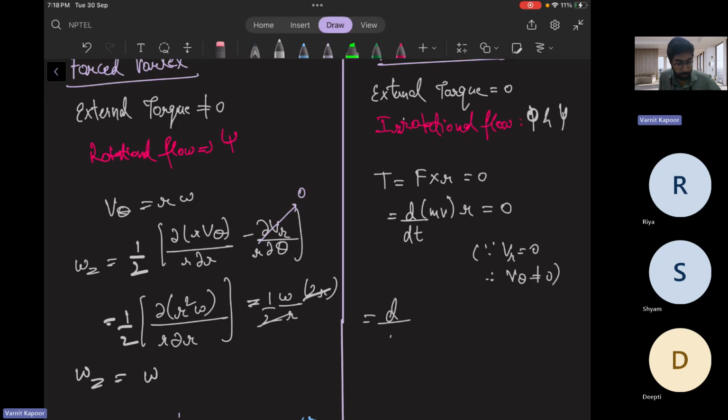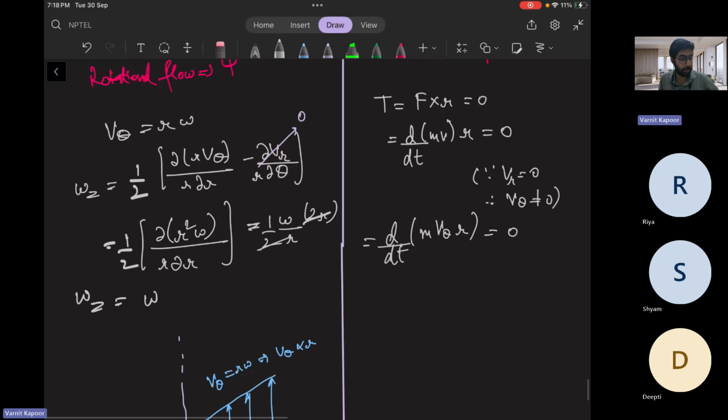So this is d by dt of (m V theta r) equal to 0. If I take this inside, m V theta r is the torque. If a derivative is 0, that means the value is constant. So m V theta r is equal to a constant. Since m is also constant, V theta is nothing but C by r.